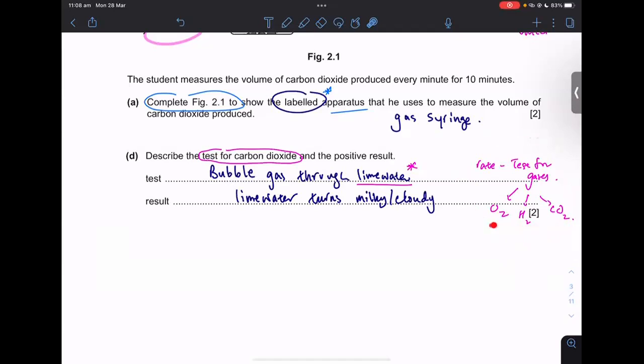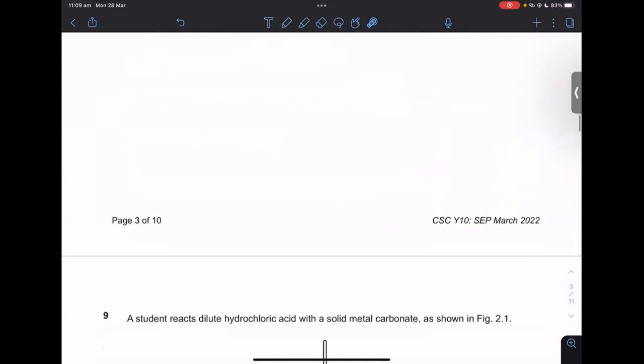You also saw me demonstrating the test for each and every one of these. The carbon dioxide, you use lime water, make sure you can spell it. So that is basically calcium hydroxide. And then when you add carbon dioxide, you get calcium carbonate. But what do you see? You don't see the calcium carbonate. You see the lime water turning milky or cloudy, or you get a white solid forming. Okay, so make sure you know the test for each and every one of the gases.